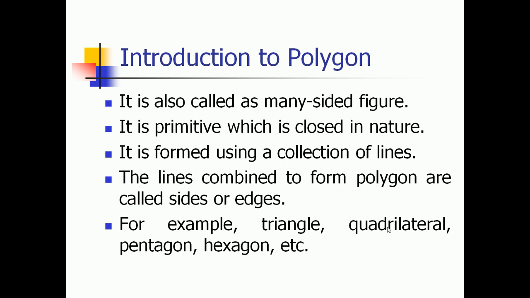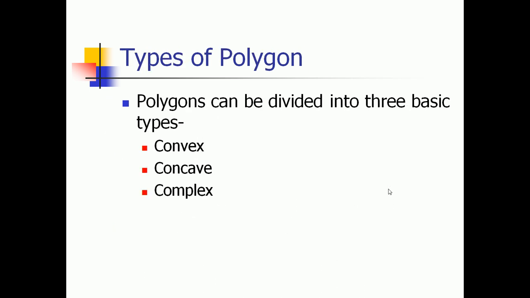So a polygon is basically any closed shape which is formed with 3 or more straight lines, and there is no limit on how many sides the polygon can have. So it can possess infinite sides. We can say a polygon can be of 10 sides or more than that. So the types of polygon. Now the polygons can be divided into 3 basic types, that is convex polygons, concave polygons and complex polygons.